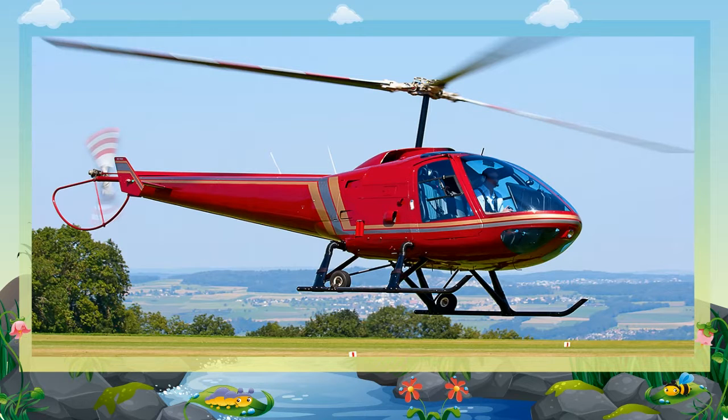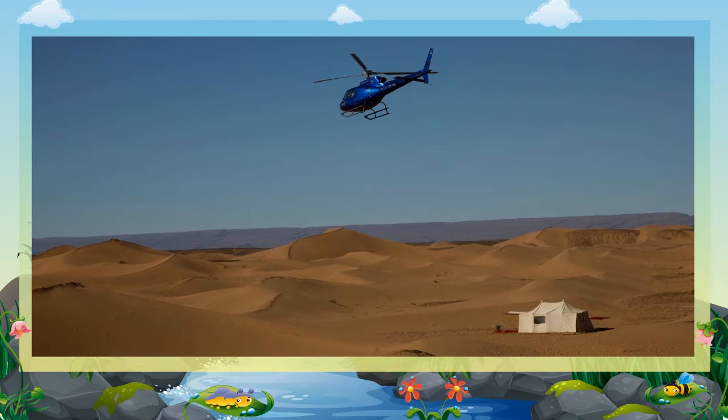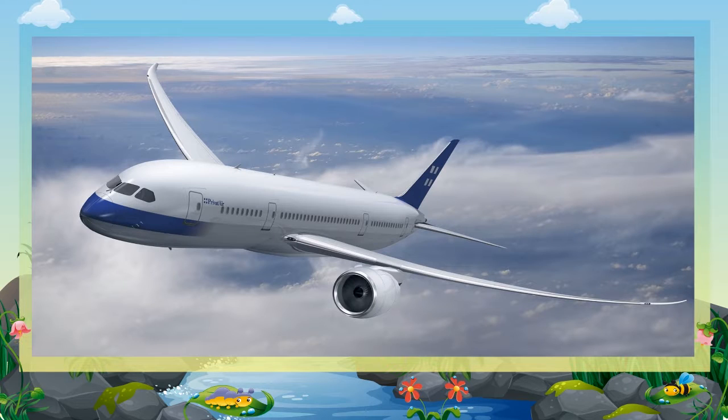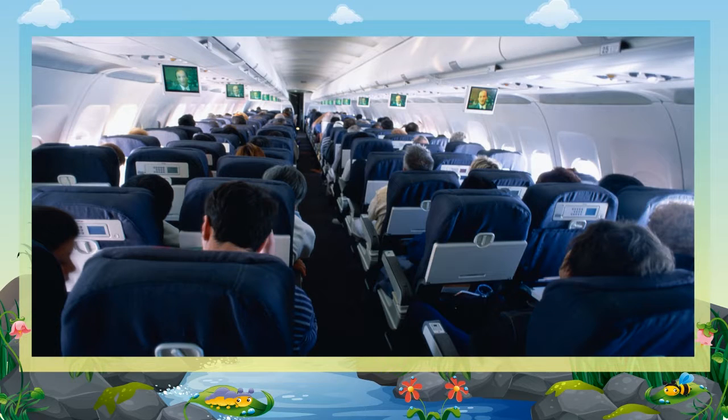Helicopters are smaller in size. They are mostly used in hilly, desert, and snow-covered areas. Aeroplanes are used to reach distant places quickly. An aeroplane can carry hundreds of passengers and goods at a time.